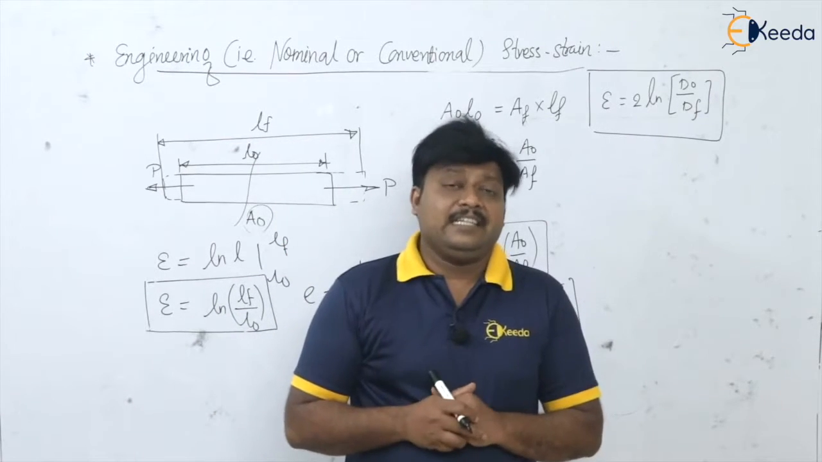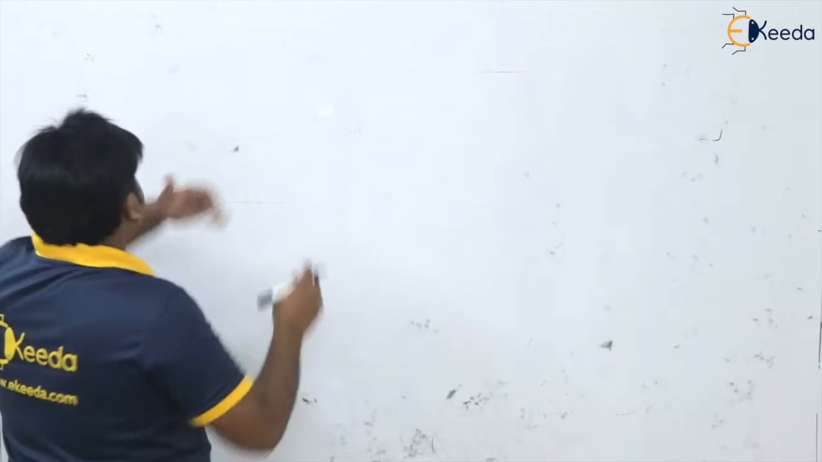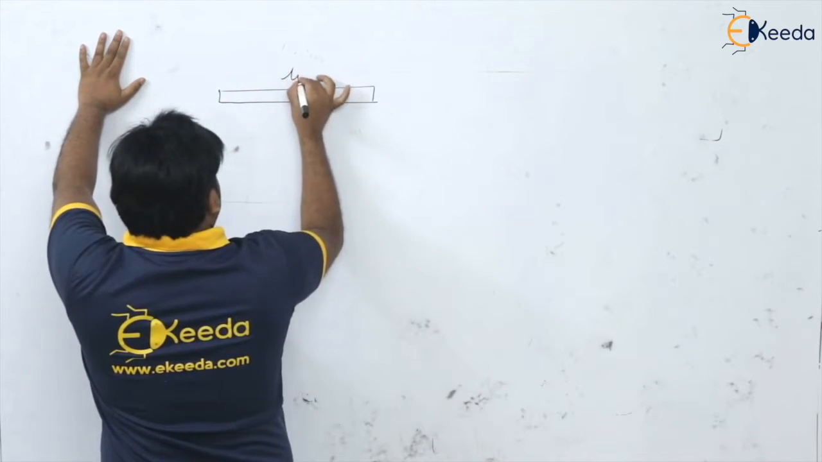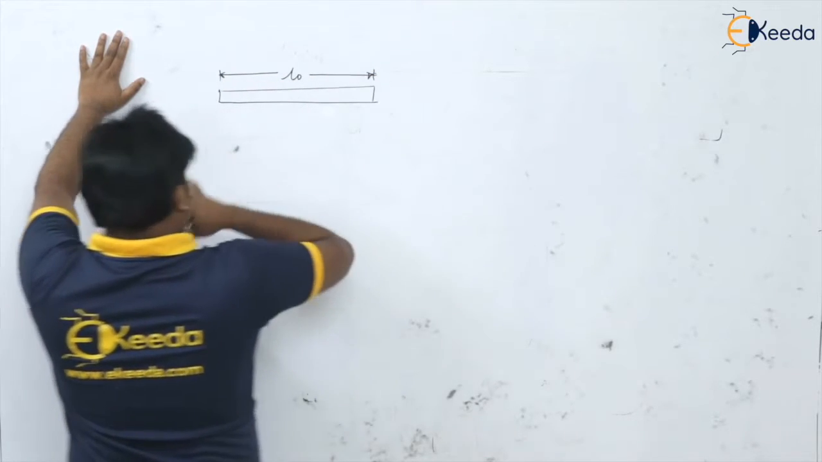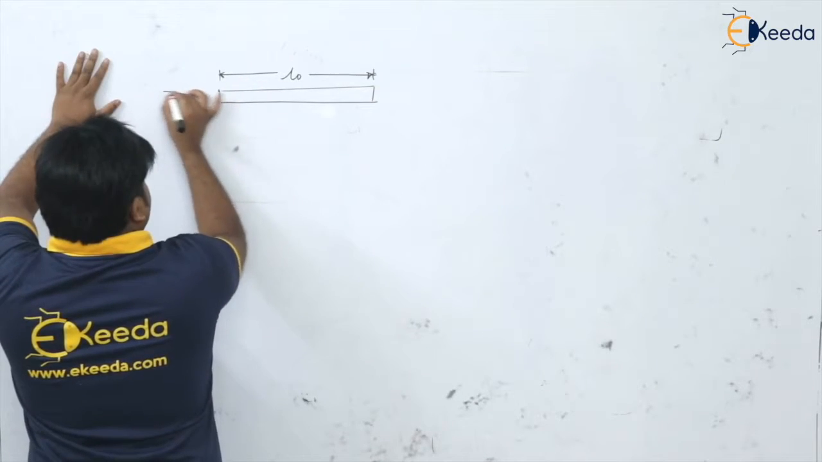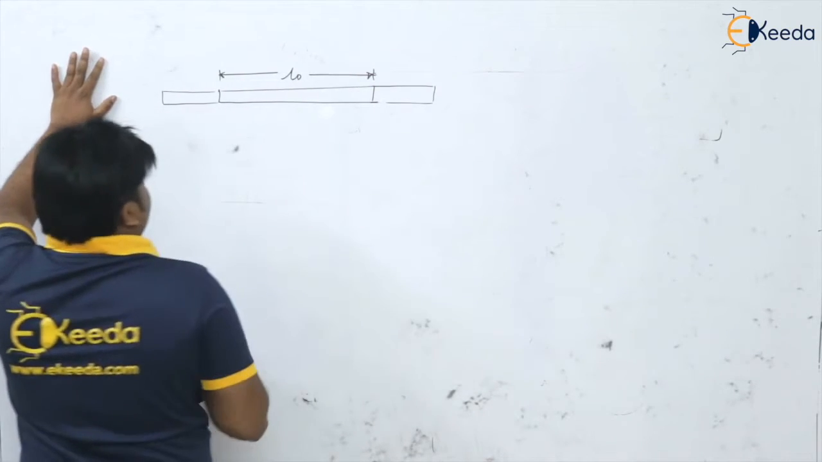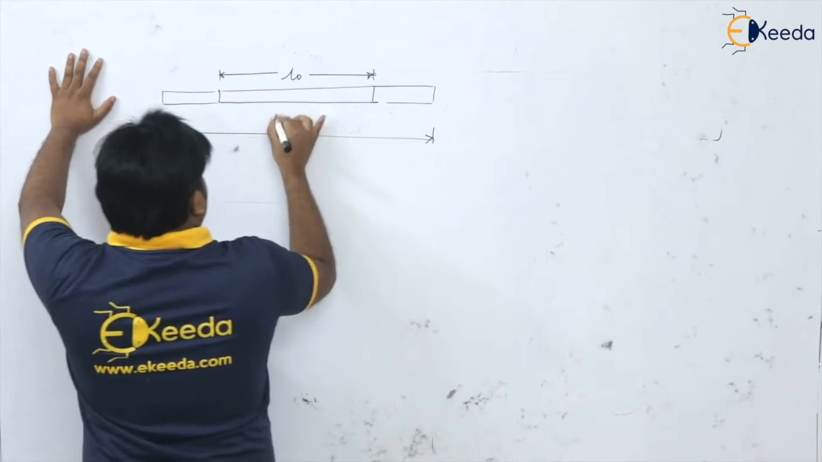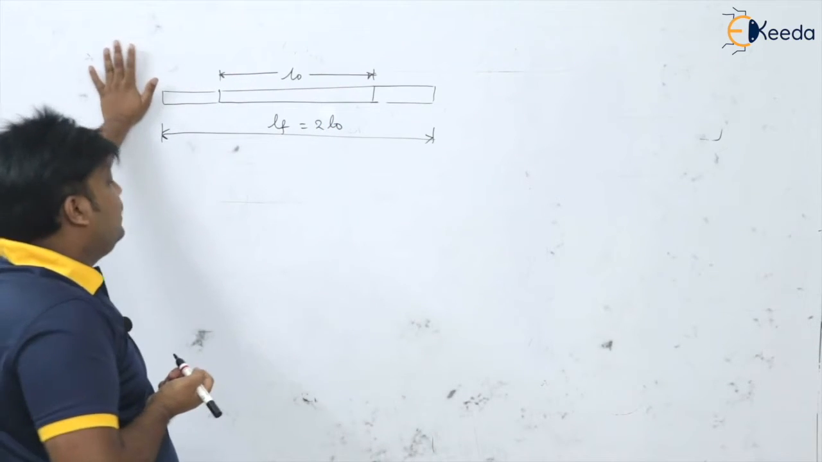So let us take an example. Suppose I have a rod of length L original, and this rod of length L original I am going to deform with a tensile load P to double of this value. So L final is 2 times L original. Of course tensile loading is there.